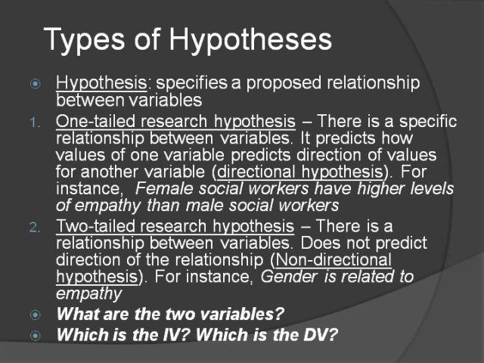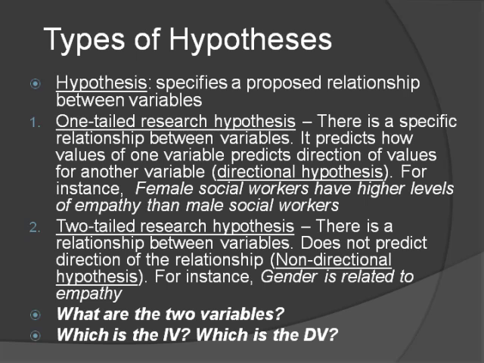Okay, so for instance, we work with the following scenario. Female social workers have higher levels of empathy than male social workers. So first off, we want to determine what are the two variables that we're actually talking about in this hypothesis. The first would be gender, because we're talking about male versus female. And then the second variable is actually going to be empathy.